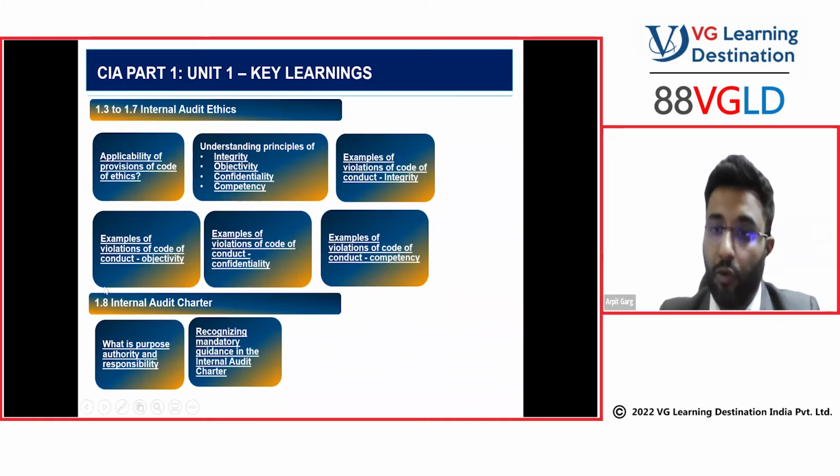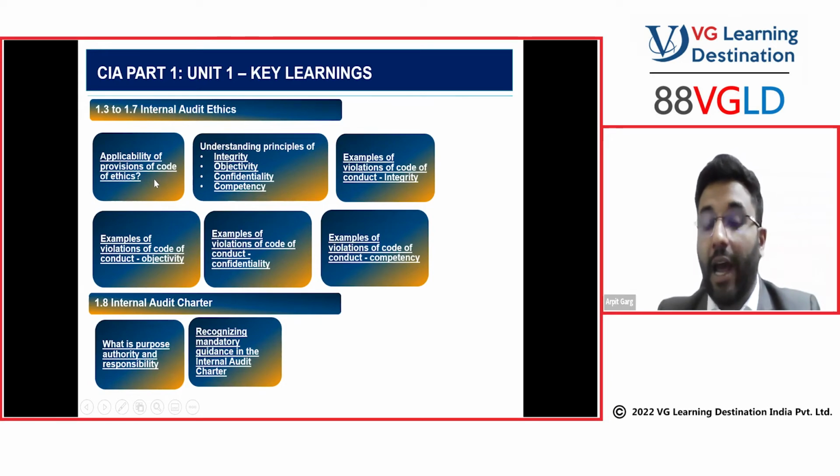Only if time permits, we'll move to internal audit charter, because surely in the exam you will see at least 2-3 questions around internal audit charter. So I would not like to rush it towards the end of the session. Only if time permits, we'll cover this. Otherwise, we'll revise it tomorrow. But let's cover more in detail from 1.3 to 1.7.